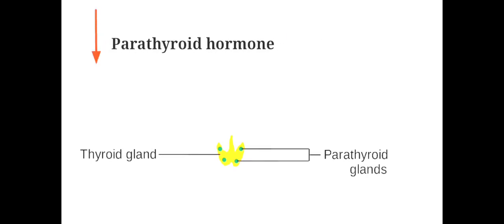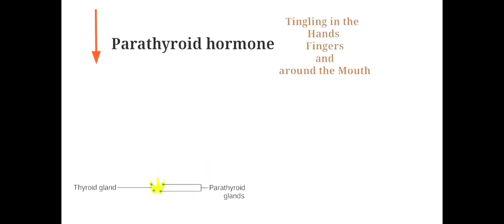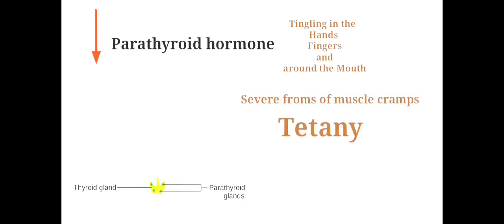Deficiency of parathyroid hormone can cause mild symptoms like tingling in the hands, fingers, and around the mouth. And it can also cause more severe forms of muscle cramps like tetany, that is, severe muscle cramping of the entire body.